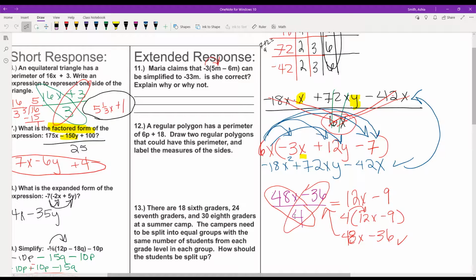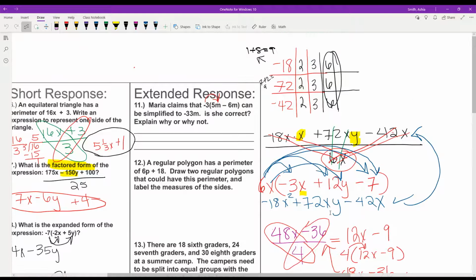We have -3. I'm going to write this above. -3 times 5m gets us -15m, because a negative times a positive is a negative. And then we have -3 times -6m, and that gets us +18m, because a negative times a negative is a positive. So we end up with -15m plus 18m.